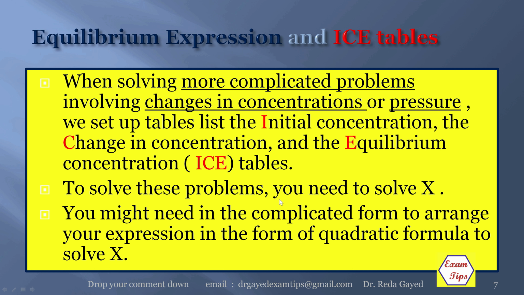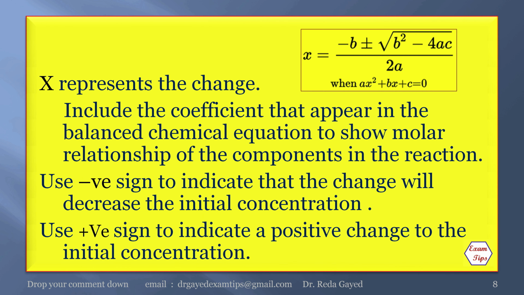To solve these problems, you need to solve for X. X is the quantity or partial pressure which reacts. It is given the symbol X. In the complicated form you might need to arrange your expressions in the form of a quadratic equation to solve for X. If you remember, the equation is aX squared plus bX plus c equals 0, a quadratic equation, and X equals minus b plus or minus the square root of b squared minus 4ac, over 2a.